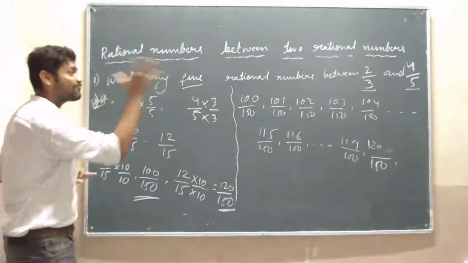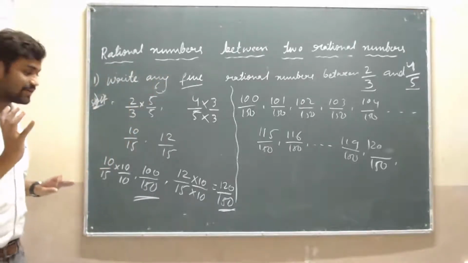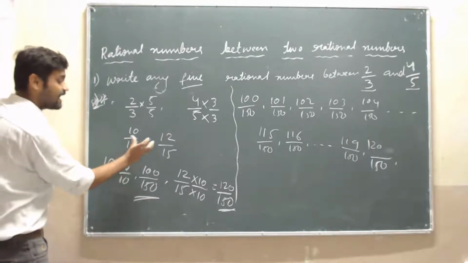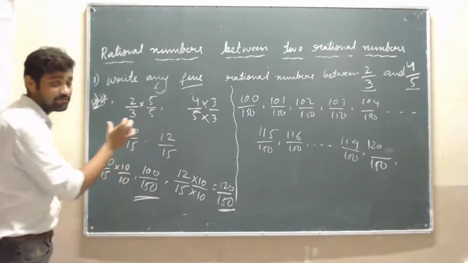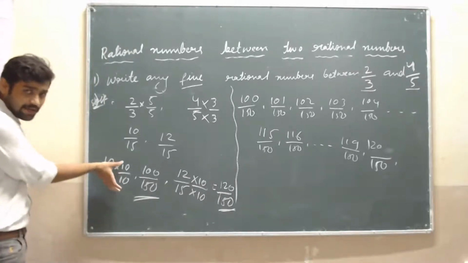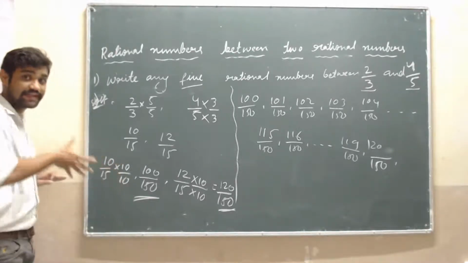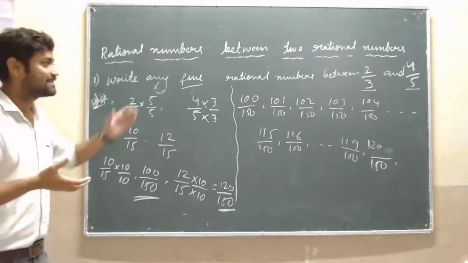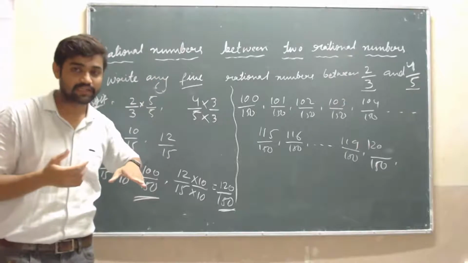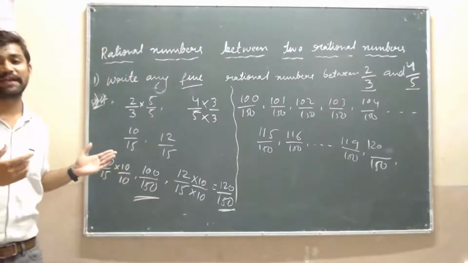That is, write any 5 rational numbers between 10 and 12. Between 10 and 12 we have only 11. That's why we have to multiply and divide by 10, so that we will get more rational numbers between these two numbers. Suppose the question asks for 50, then we have to multiply and divide by 100.